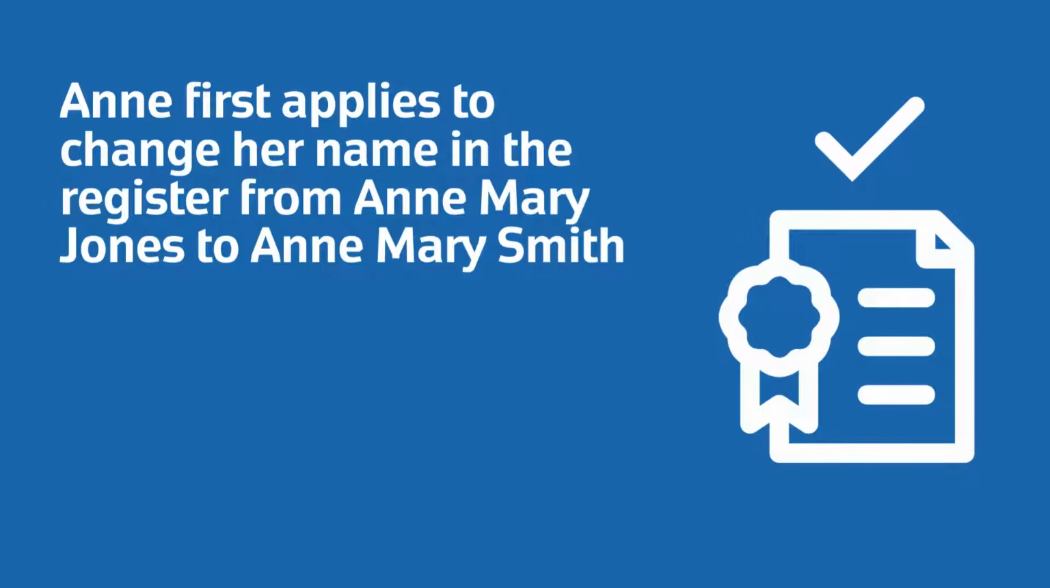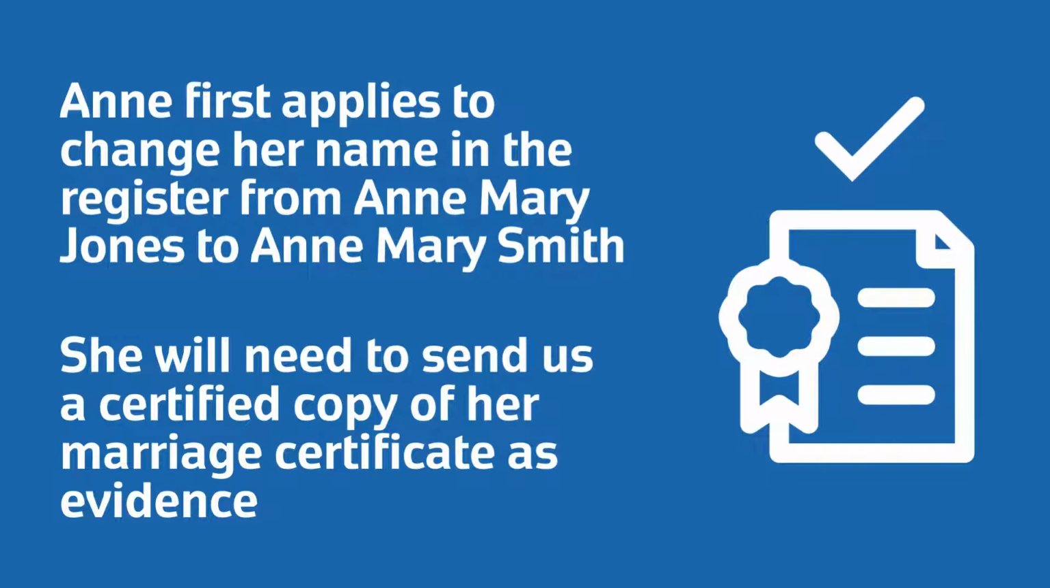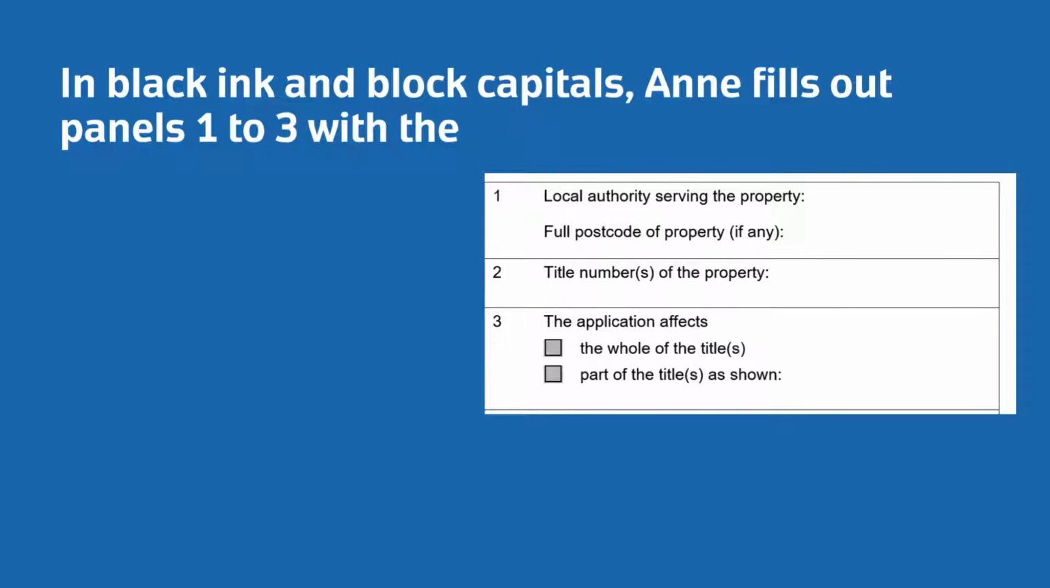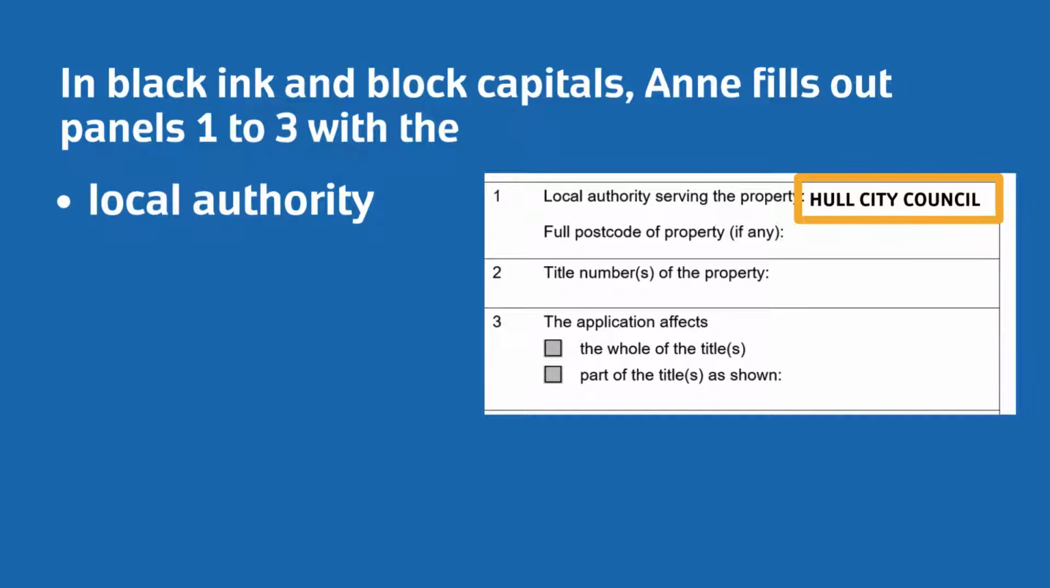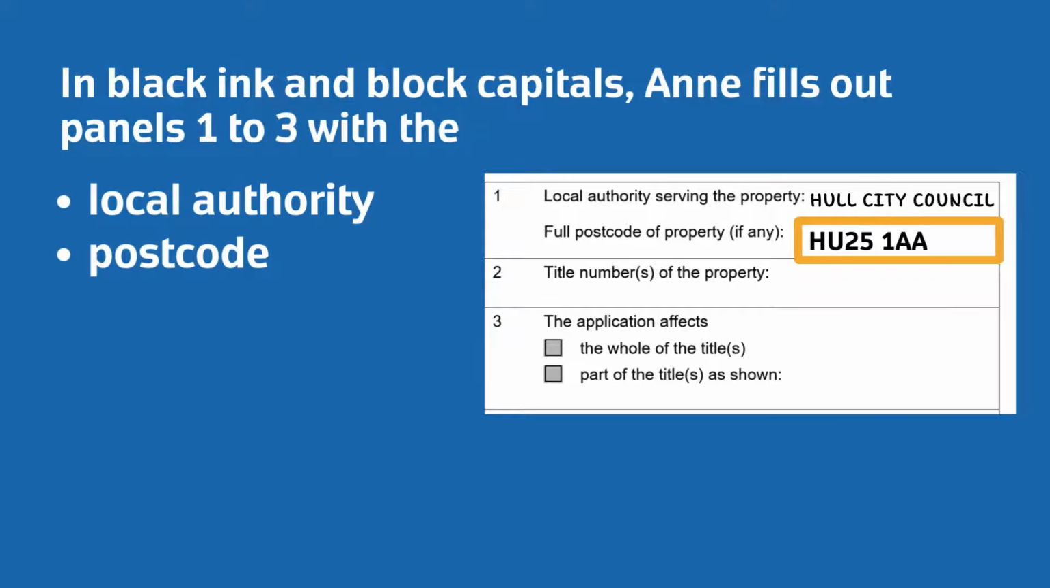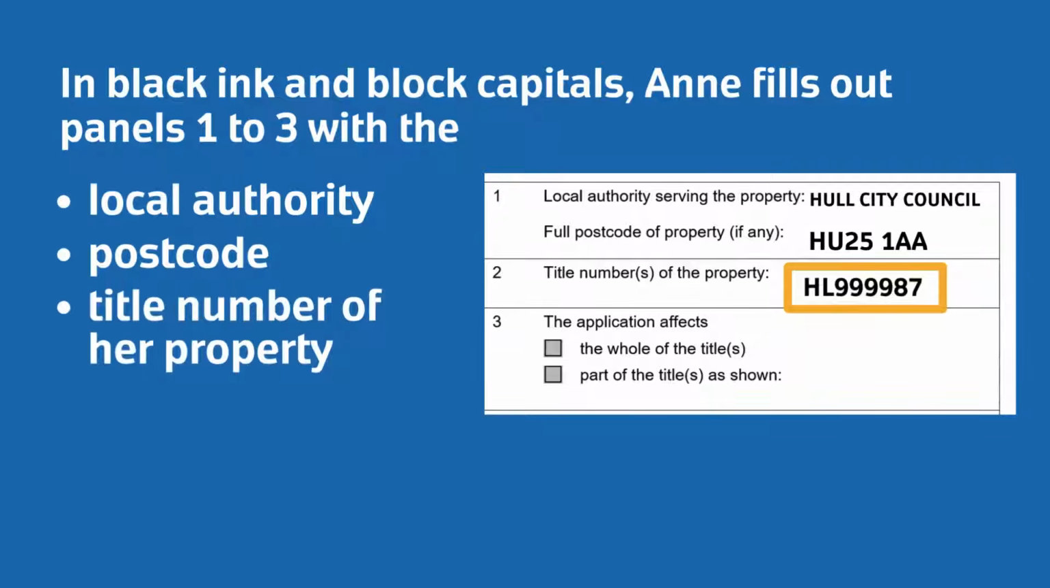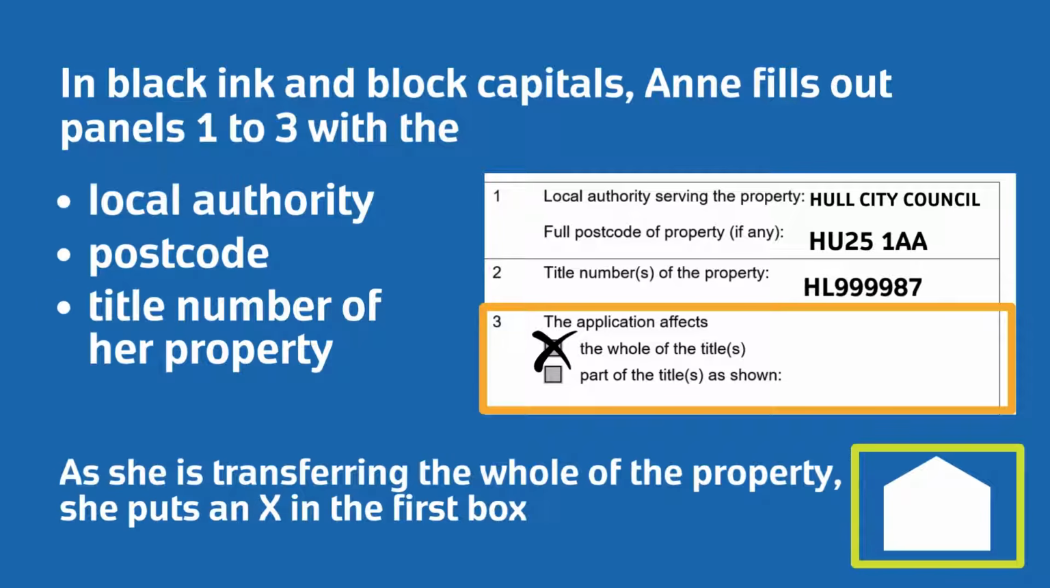Anne first applies to change her name in the register from Anne Mary Jones to Anne Mary Smith. She will need to send us a certified copy of her marriage certificate as evidence. Using black ink and block capitals, Anne fills out panels 1 to 3 with the name of the local authority where the property is located, the property's full postcode, and the title number of her property. As she's transferring the whole of the property, she puts an X in the first box.